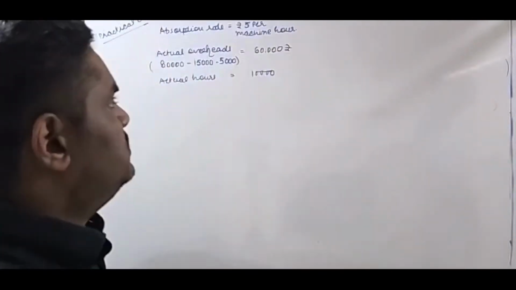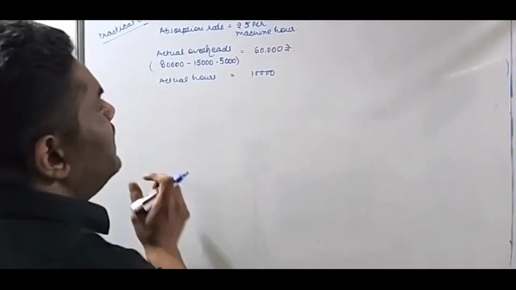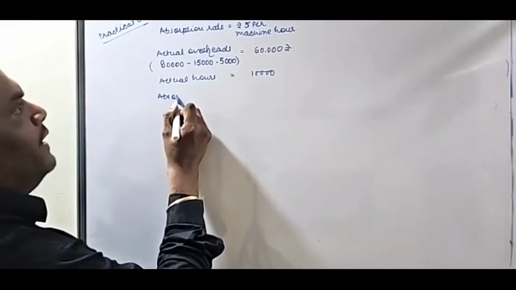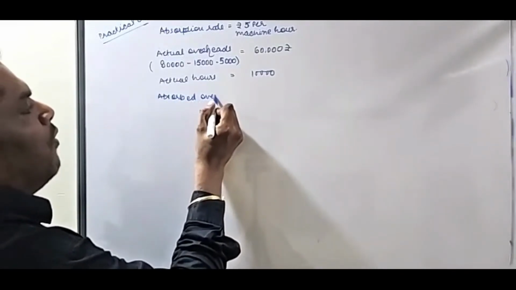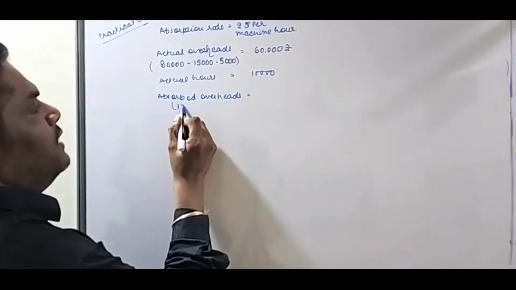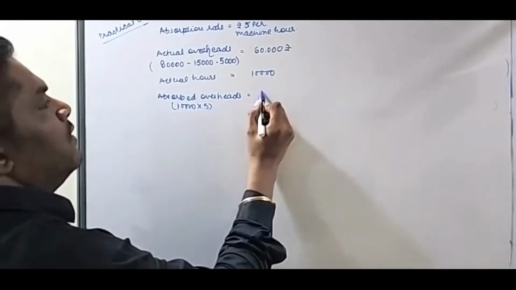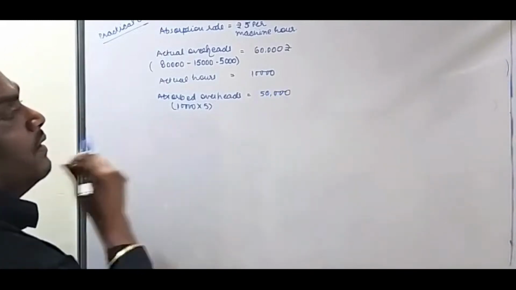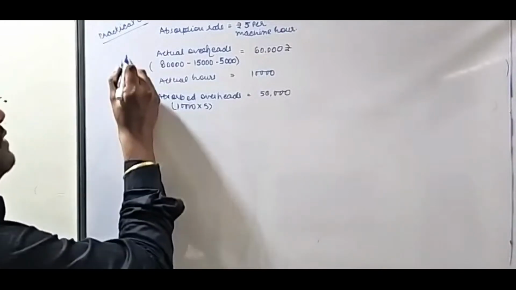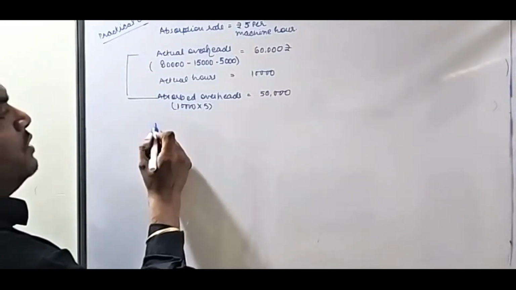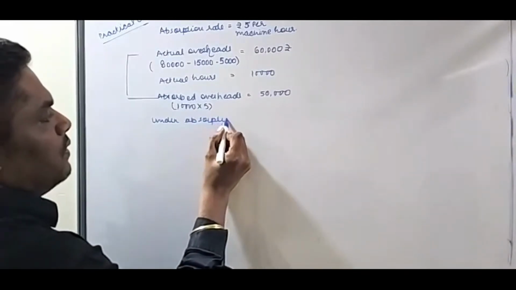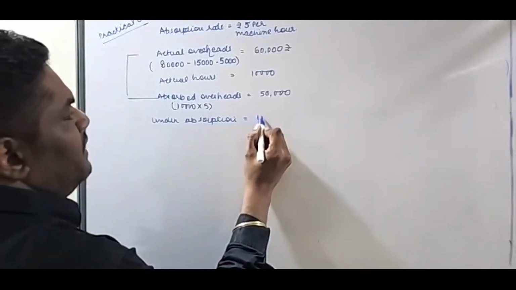So again, it's a very simple question now. We will first calculate the under or over absorption of overheads. So we will calculate first the absorbed overheads. And it will be 10,000 hours into 5, that is 50,000. Now, when talking about the under or over absorption, the absorbed overheads are 50,000, actual overheads are 60,000. So it is under absorption by 10,000.